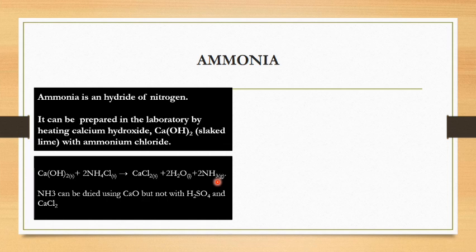However, whenever you are selecting a drying agent, you have to be sure that the drying agent you want to use will not react with the gas you want to dry. So in this case, you cannot use H2SO4 and calcium chloride to dry ammonia, because they will definitely react with ammonia, so you wouldn't want that. You must always use a drying agent that will not react with the substance you want to dry.